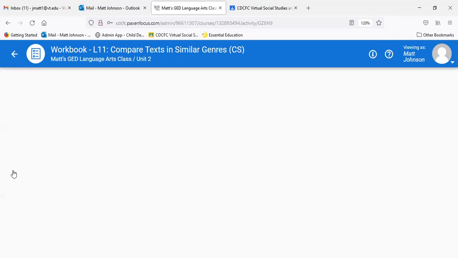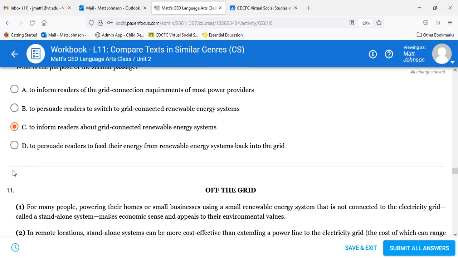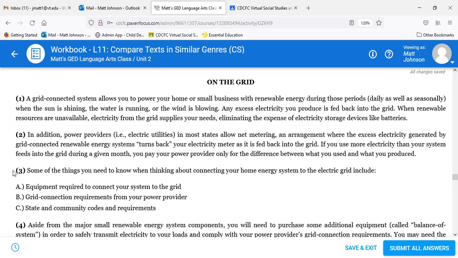C. So think about the titles too: off the grid, on the grid. So they're both about renewable energy, like home energy systems, right? That's the idea behind both passages. That's the genre they're in, and they're coming from the same website. But one is talking about using them just as a standalone system, and the second one is talking about, like it says, on the grid, connecting that back to a larger electrical grid system, and the fact that you can basically supply energy back into that system that way. 10 is C, and the same passage here for 11.